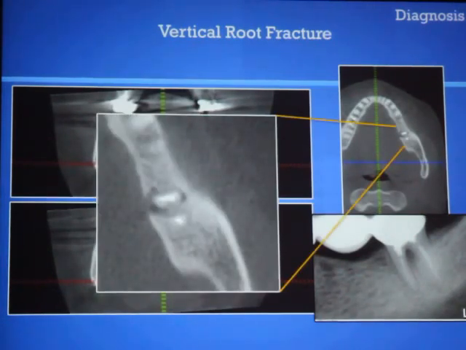This is a very typical CBCT presentation of a vertical root fracture. In many cases, you cannot see the actual fracture line, but what you see is a very large area of bone loss around the root.